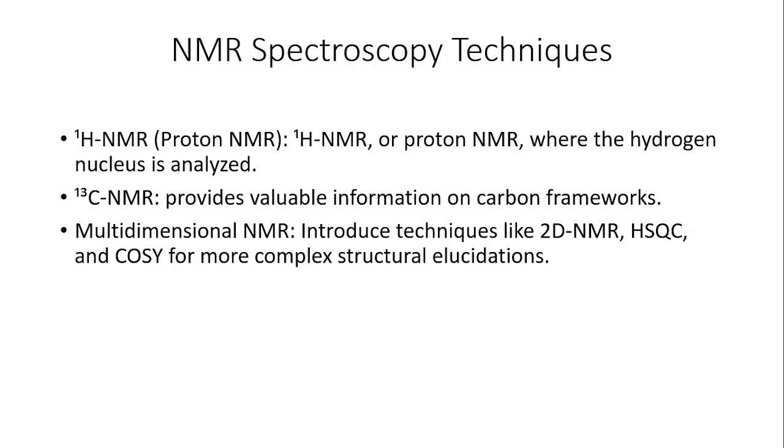Next, we will discuss several key NMR techniques. The most common is H1 NMR, or proton NMR, where the hydrogen nucleus is analyzed. Hydrogen is abundant in organic molecules, making H1 NMR highly useful for studying chemical structure. 13C NMR, though less sensitive due to the lower natural abundance of carbon-13, provides valuable information on the carbon framework.